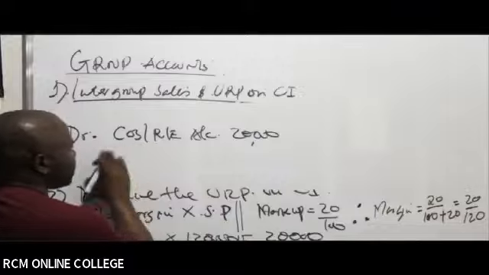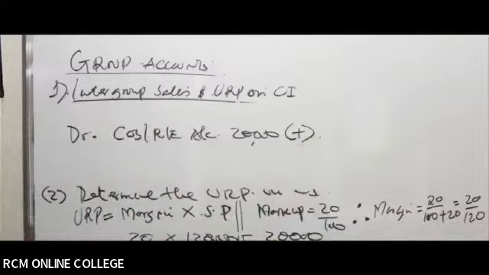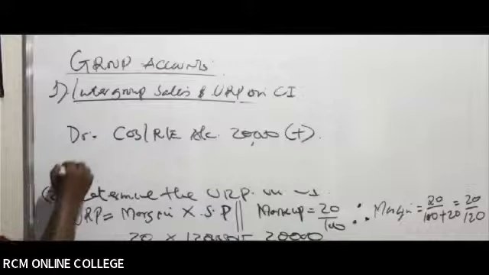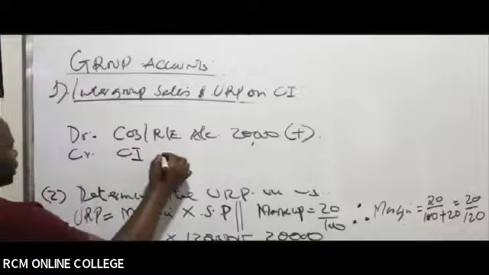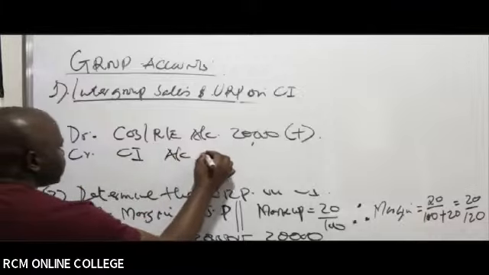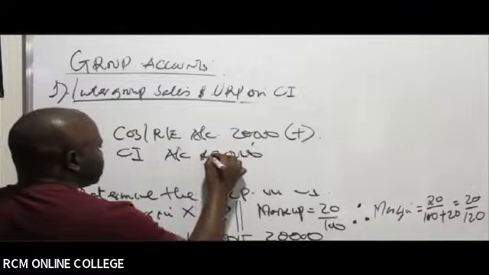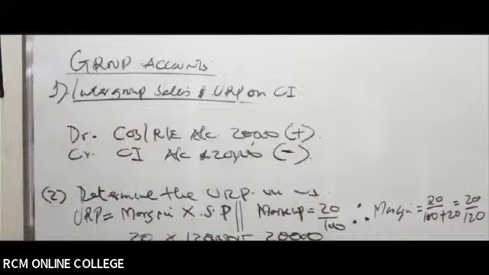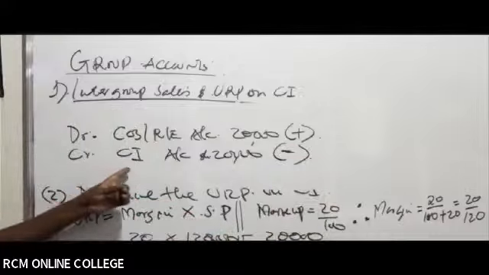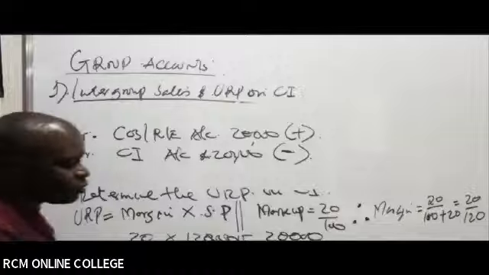If you are debiting an expense account, it means you are adding. Then you credit the closing inventory account with shillings 20,000. This means you are deducting from the inventory. If you credit an asset account, it means you are deducting.